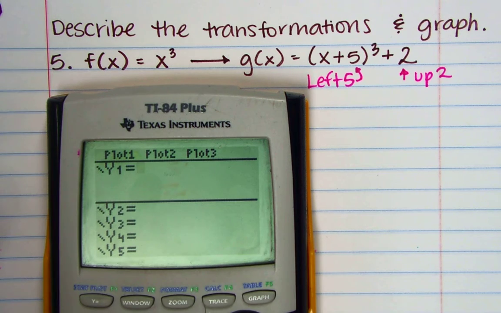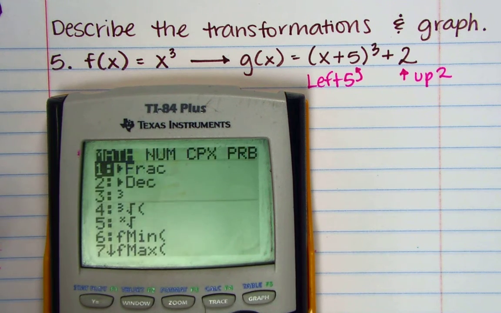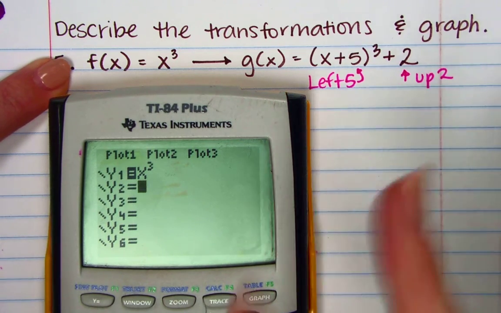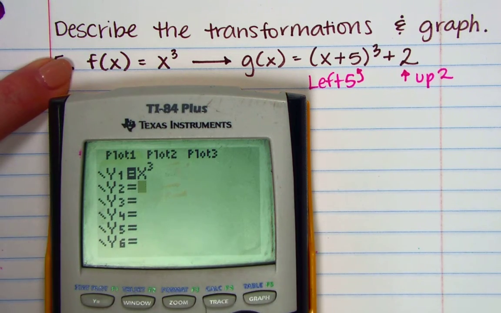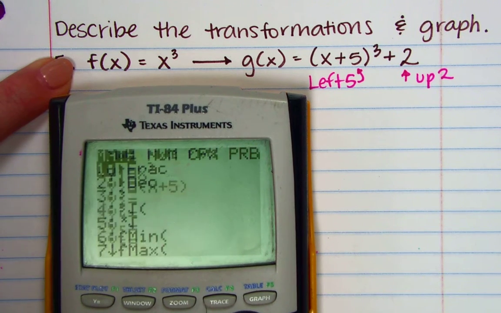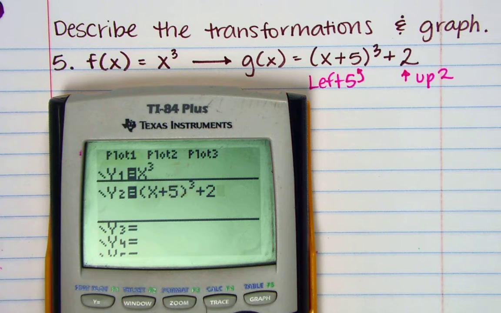Put the original one in y1, x to the third power. That's f of x. And then the new equation in y2, so you can see the difference. You can see what it changed to. So I put the first one in y1, f of x, and then g of x in y2. So I want y'all to do this. When I do it in the calculator, it's not for fun. I already know the answer. I'm doing it to demonstrate what you should be doing.